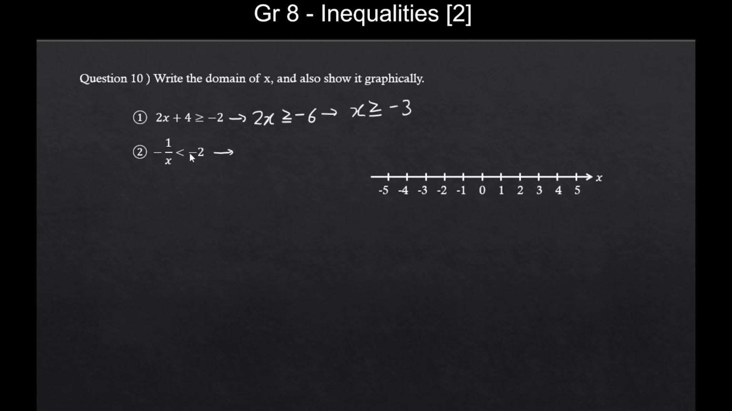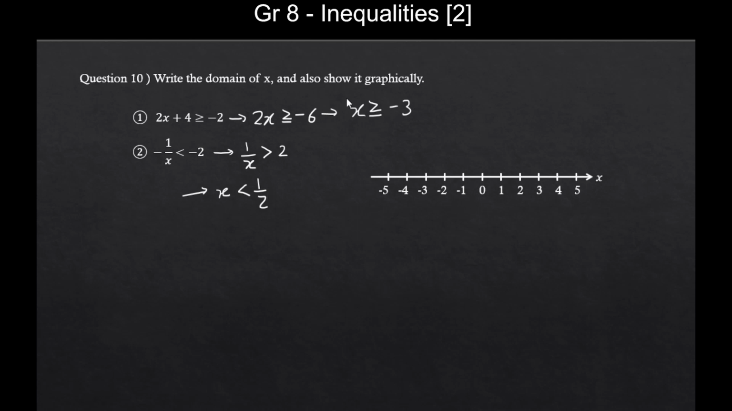Now second inequality. Let's flip the sign first. So 1 over x is greater than 2 because we are flipping the symbol as well. Then we're gonna flip the fraction. So x is gonna be, we're flipping this one too, so 1 over 2. And we're flipping the symbol as well, right? Oh, actually it came back to the original symbol. That can happen. Okay, so we can now use these two.